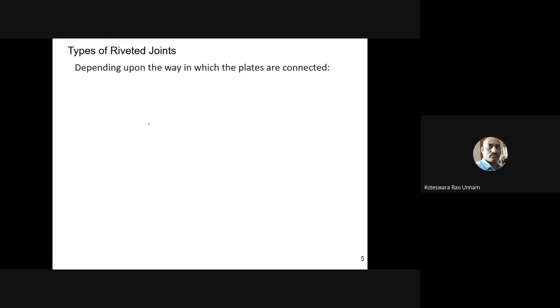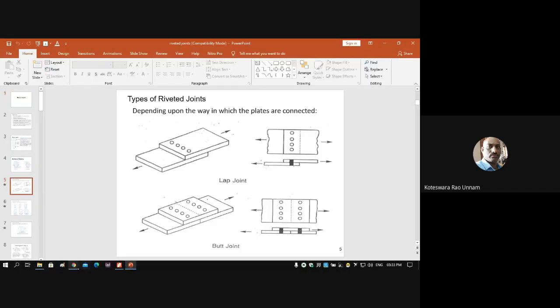So lap joint is, I think, is it audible? Maybe I have a doubt. Yes, sir. Yes, sir. Okay.